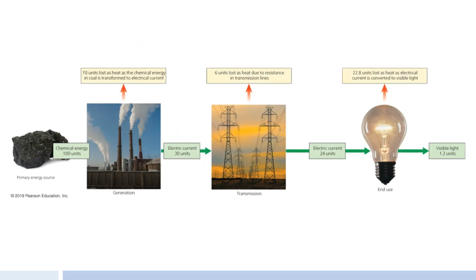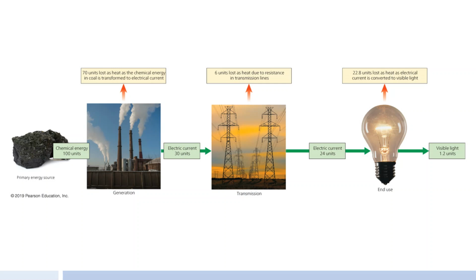So for example, here we have coal. You lose some energy along the way as you get to electricity. If you have 100 units of energy from coal, you're going to lose 70 units as heat, as that chemical energy is transformed into an electrical current. And then you're going to get 30 units that go into our transmission lines. And then you're going to lose about 6 units due to the resistance in the transmission lines. And then you're going to get 24 units.